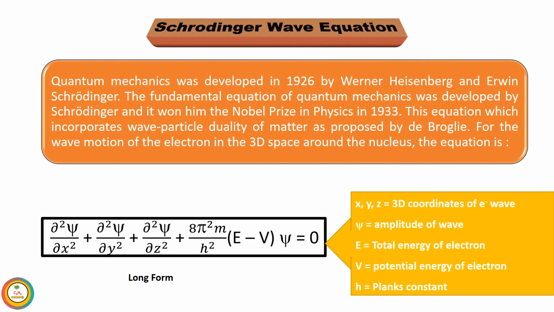In this, x, y and z represent the coordinates of electron waves. Psi is known as the amplitude of the wave. Amplitude of the wave means the maximum displacement from the mean position of a wave. E stands for the total energy of the electron, V stands for the potential energy of the electron, and the last one, h, stands for Planck's constant. So this is known as the long form of the Schrodinger wave equation.